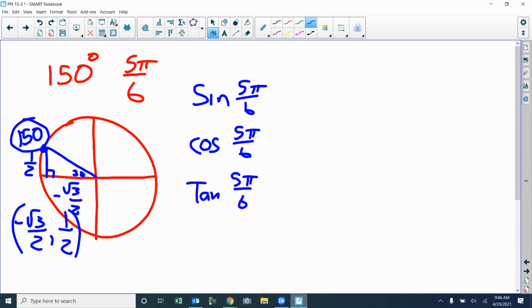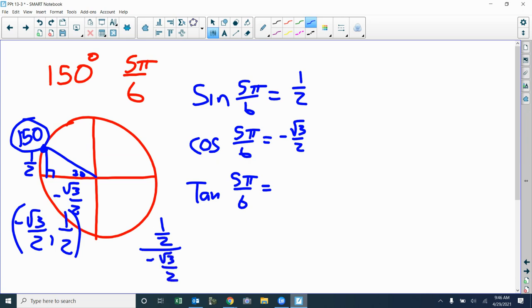So sine is my y value. My y value here is 1/2, isn't it? My cosine is my x value. My x value is negative square root of 3 over 2. My tangent is going to be my y value, which is 1/2 over negative square root of 3 over 2.